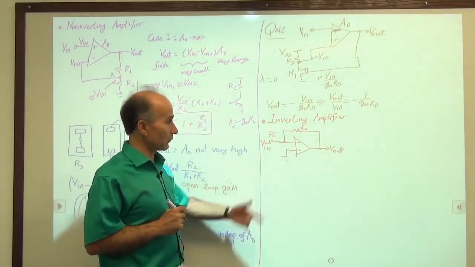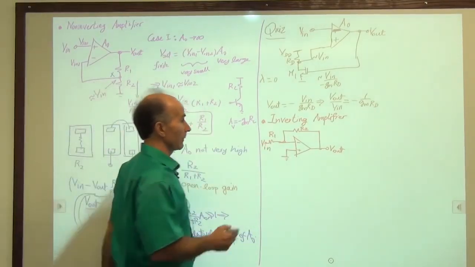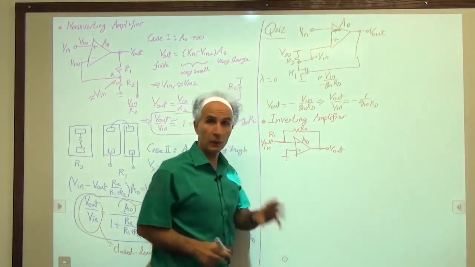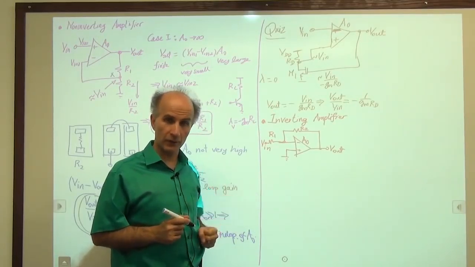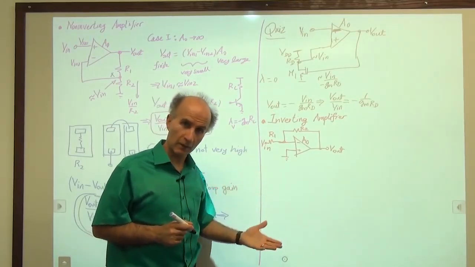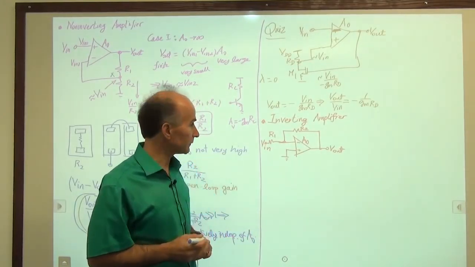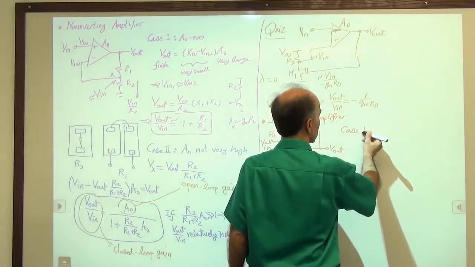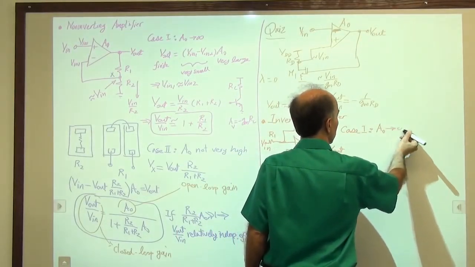Okay, so as usual, we'll analyze this in two cases. First, we assume the gain of the op-amp is very large, just to get a quick glance at the operation of the circuit. And then we assume A0 is not very large and quantify it more carefully. All right, so case number one, A0 is very large.